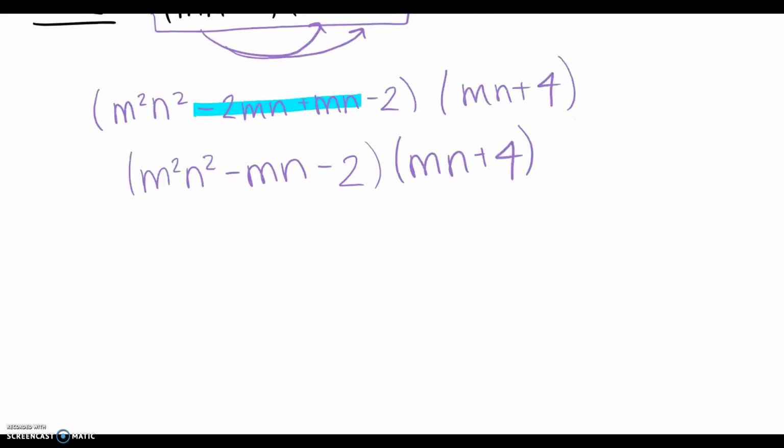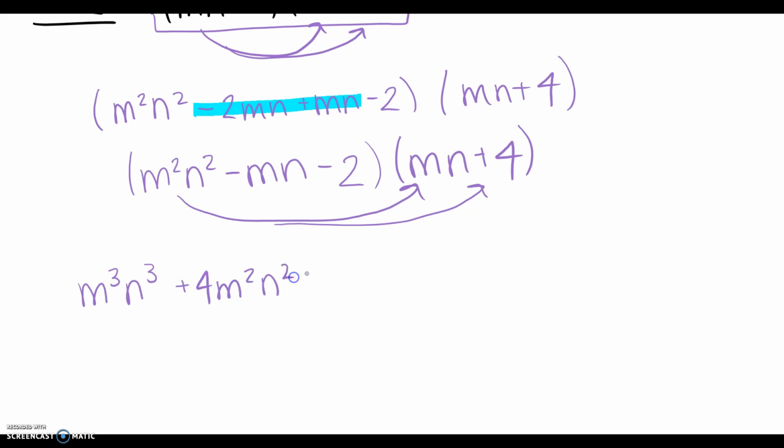Now we're going to distribute again. So we have m squared n squared times mn, which will give us m cubed n cubed. Multiply by 4, we get 4m squared n squared. Negative mn times mn will be negative m squared n squared. And then we'll multiply that by 4 for negative 4mn.